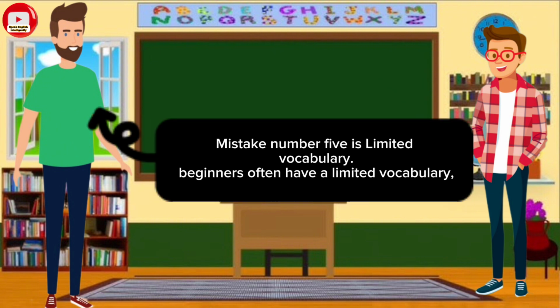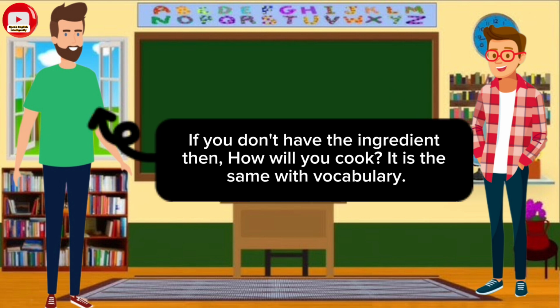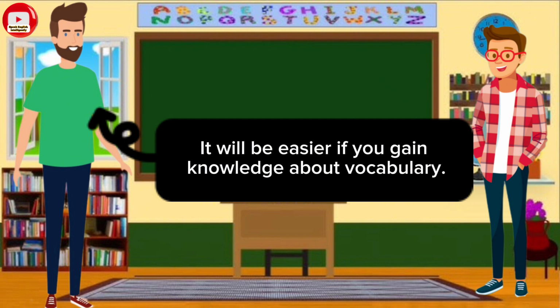Mistake number 5 is limited vocabulary. Beginners often have a limited vocabulary, which can restrict their ability to express themselves fully. They may rely on basic words and phrases. If you don't have the ingredients, then how will you cook? It is the same with vocabulary. It will be easier if you gain knowledge about vocabulary.